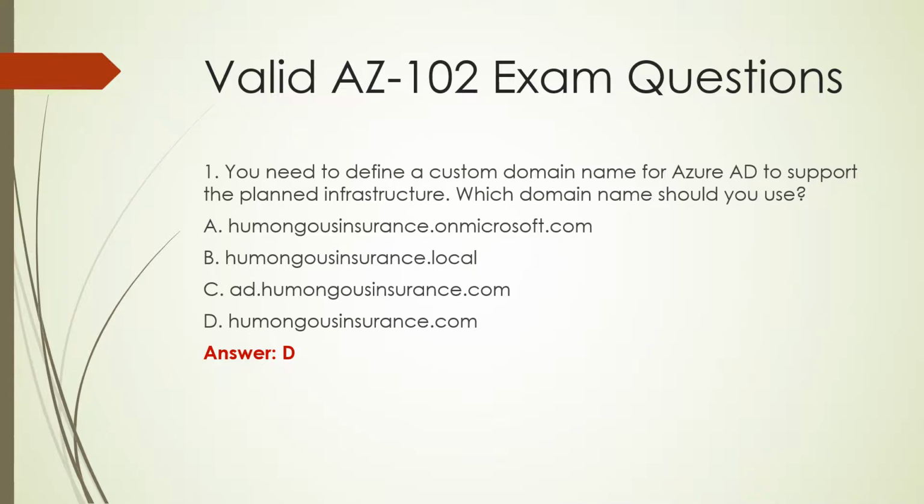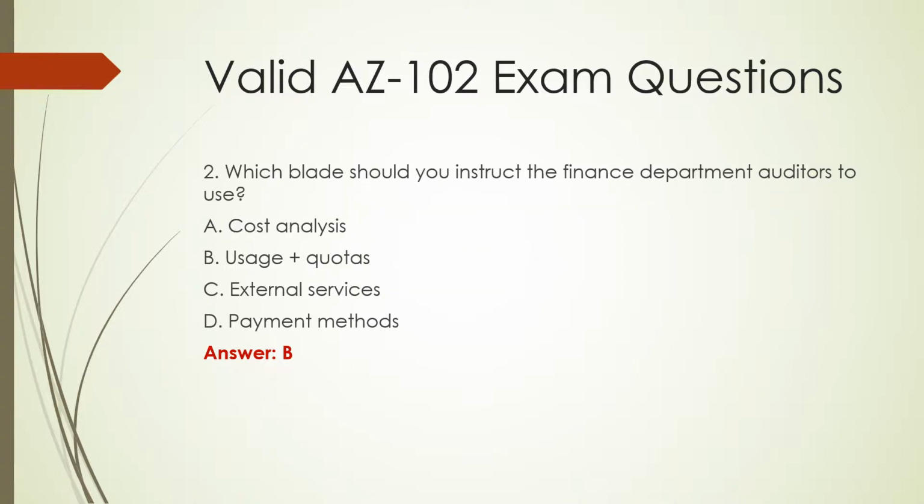Which domain name should you use? A. humongousInsurance.onmicrosoft.com. B. humongousInsurance.local. C. ad.humongousInsurance.com. D. humongousInsurance.com. Answer, D.